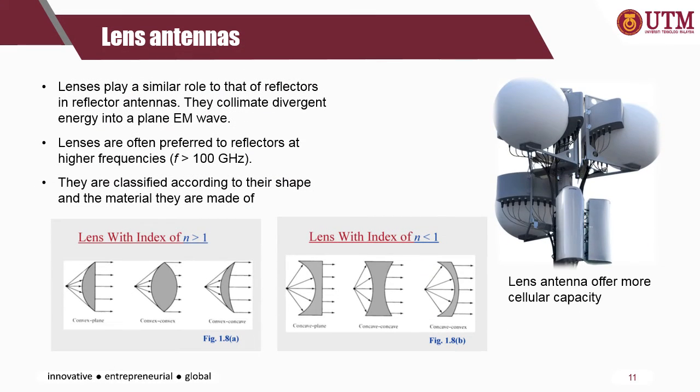Okay, next is the lens antenna. It plays a similar role to a reflector in that it can focus the EM wave. But lens antennas are usually used at higher frequencies, above 100 GHz, and they can be classified according to their shape and the material they are made of. These are some examples of lens antennas, which are the convex and concave, and the application. One of the applications is in cellular communication.